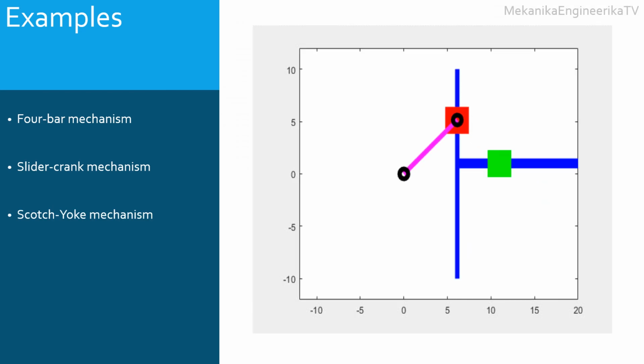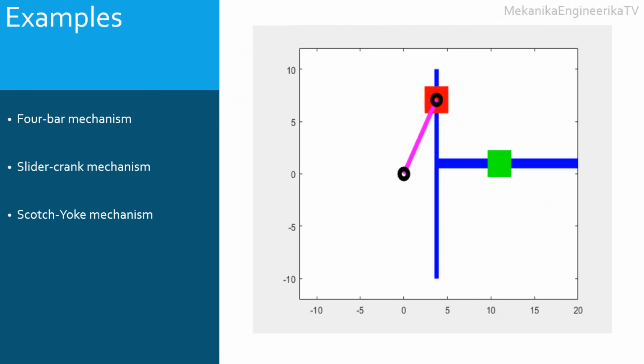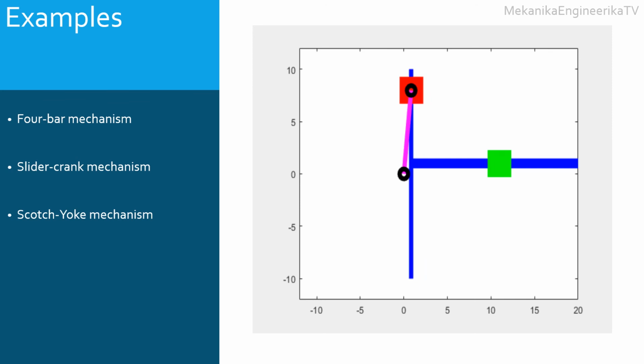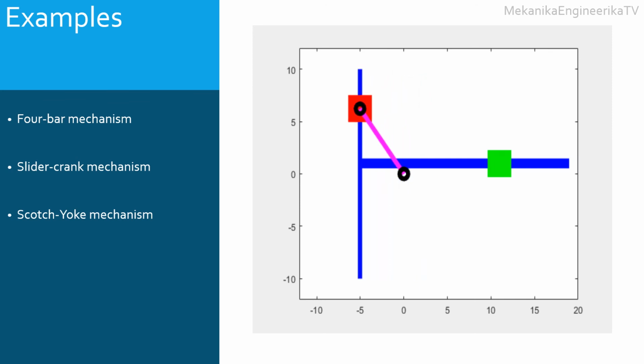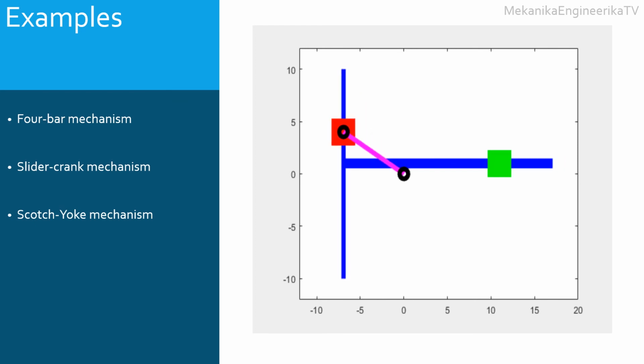The third example is the Scotch yoke mechanism. It has also 4 links, the ground, a bar, and 2 sliders. It converts a rotational motion to a reciprocal translating motion or vice versa.